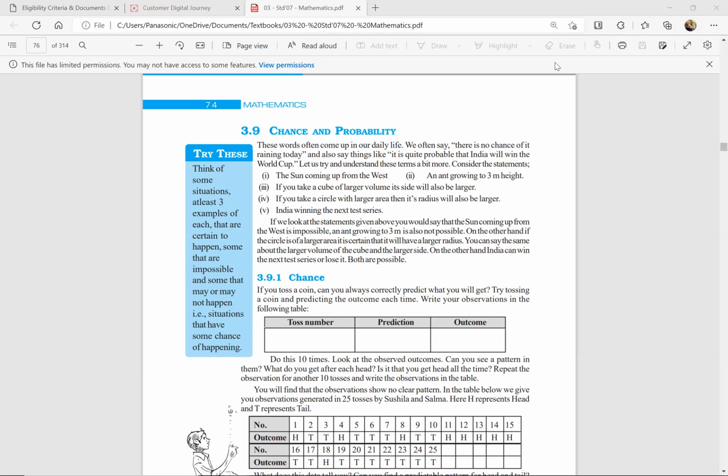We can do chance and probability. Okay, so you want to continue. It's all right. Okay, so do you remember the activity that I gave you for homework?